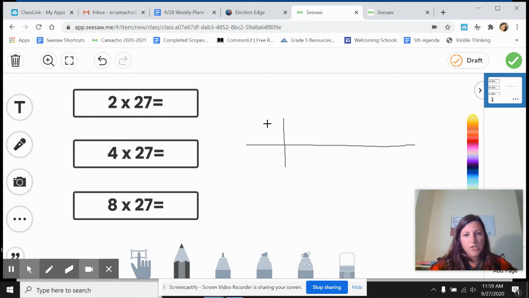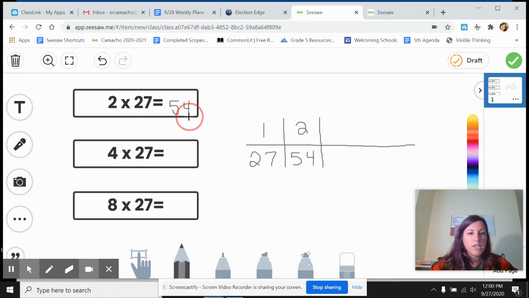So how I record a ratio table is I first think about how much is in one group? And I know that we're doing groups of 27. So one group would be 27. So then my first problem is asking me, what would 2 groups be then? Well, I could do 2 times 27, or I could simply do 27 plus 27, which I know 20 plus 20 is 40. 7 plus 7 is 14. So 40 plus 14 is 54. And right there, I have my answer for my first problem.